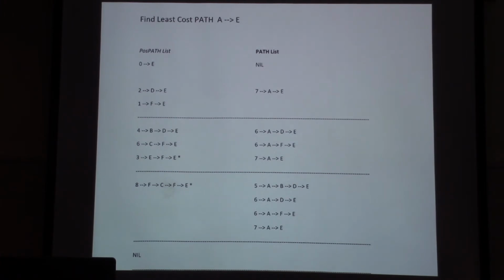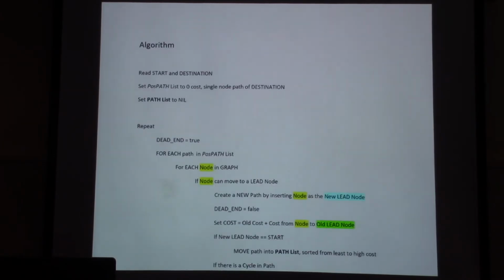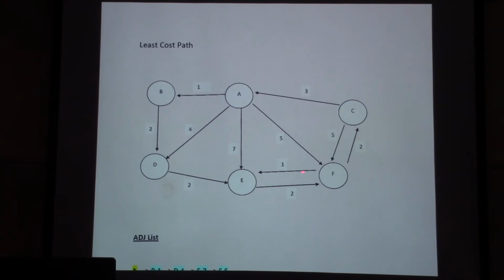Now I'm going to look at all the possible ways I can get to E. If you go back in the graph, notice that E has 3 incoming arcs: from A, from D, and from F. F to E is only a cost of 1. A to E is a cost of 7, but it's already a path. And D to E is 2.